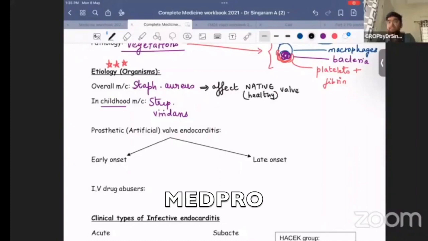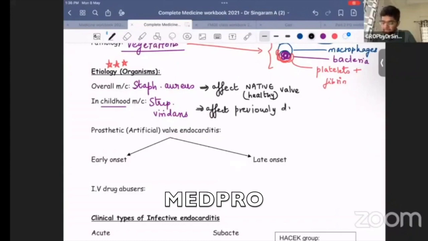Okay, right? Something which can affect a native valve. That means the patient is not having any other problem. Just like that, Staph aureus comes and damages the valve. That is what we call native valve endocarditis, something caused by Staphylococcus aureus. Whereas Streptococcus viridans is something which will affect the previously damaged valves.